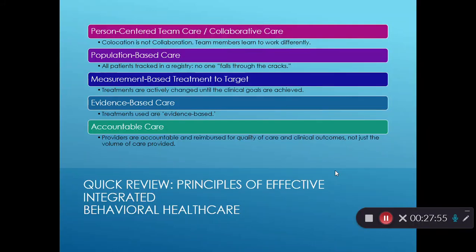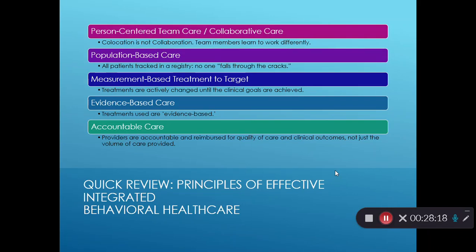As a quick review, we want to provide person-centered team care. Your client is in the middle, all the providers are on the outside, and the client is the center of care. You want to make sure that the agency has a system where everybody is in one system so nobody falls through the cracks.